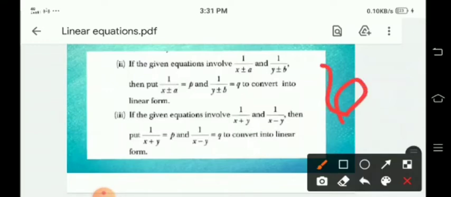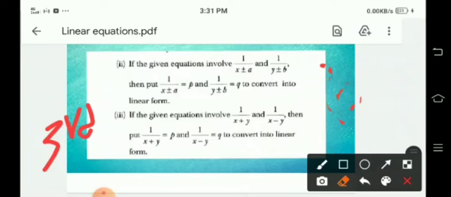So हामीले linear form मा convert गर्यो भने चाहिँ it is easy to solve. अब थर्ड केस के छ भन्दा चाहिँ if the given equation involves 1 by x plus y and 1 by x minus y, then put 1 by x plus y is equals to p and 1 by x minus y is equals to q. 1 by x minus y लाई चाहिँ q लेख्नु अरे and 1 by x plus y लाई चाहिँ p लेख्नु अरे. अब यो चाहिँ सब्स्टिट्युसन हो, सुटेबल सब्स्टिट्युसन टु मेक द इक्वेसन लिनियर इक्वेसन.